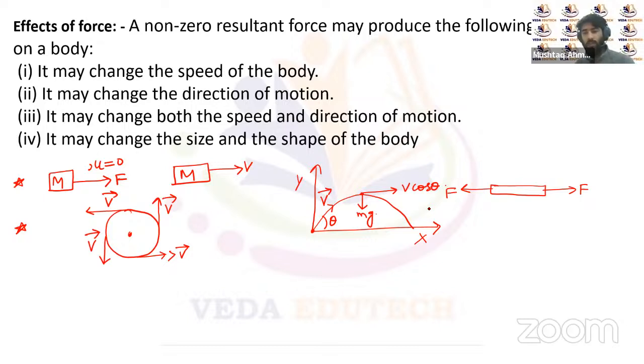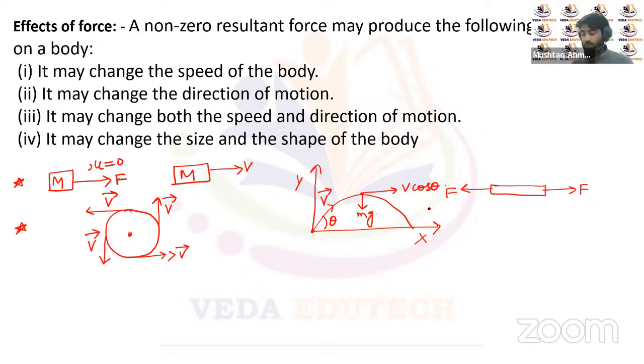So that's the case in the rubber as well. If we keep stretching the rubber with the help of external forces, and then remove the external forces, what is going to happen? The size and the shape of the rubber band is going to change, right? So these are mainly the four effects that a non-zero resultant force may produce. First point is that it may change the speed of a body. Second point is that it may change only the direction of a body in case of circular motion. And the third point is that it can change both direction as well as speed of a body.